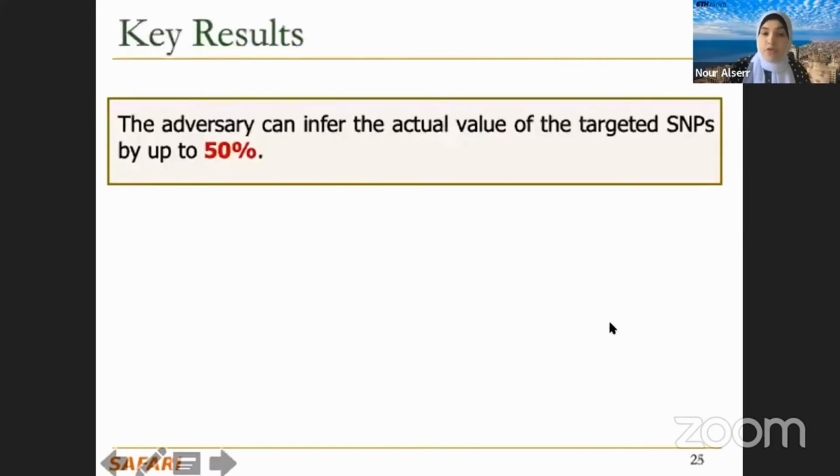And the key results we have is that the adversary could infer the actual value, the correct value of the targeted SNPs by up to 50%. And we try to mitigate in this work, but in an empirical way, in which, for example, we said, okay, if we are using epsilon with that value, we have this correctness for the adversary, or we have that amount of error.